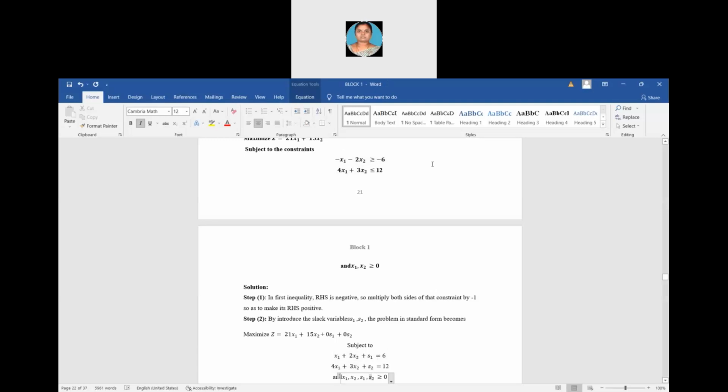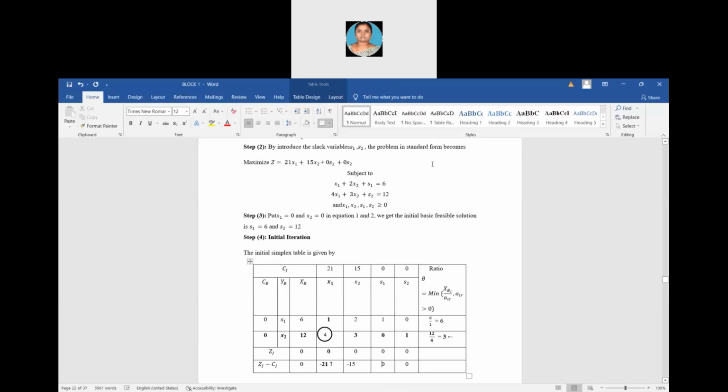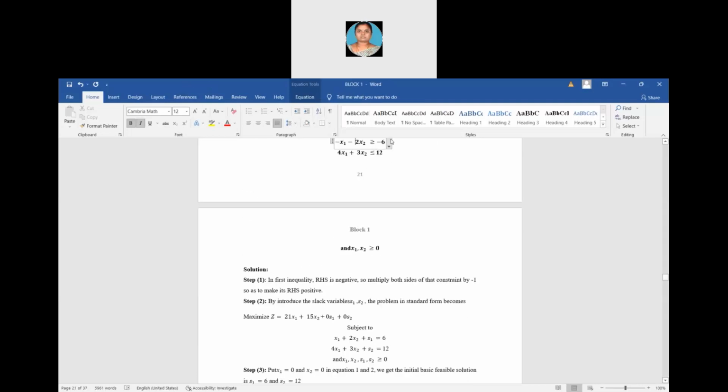Step 2 is to introduce the slack and surplus variables. Actually, we have converted the inequalities into equality form, so we only have to introduce the slack variable in the standard form with x1, x2 and s1. In the first equation, we multiplied throughout by minus, so the minus x1 has been converted into plus x1, and minus x2 into plus x2. The greater than or equal to has been converted into less than or equal to.